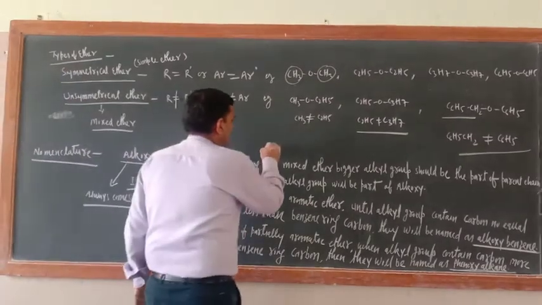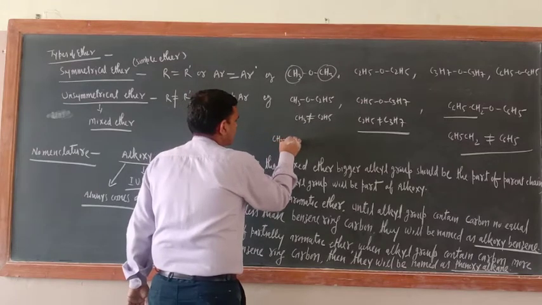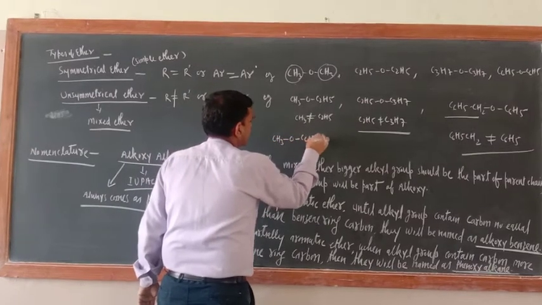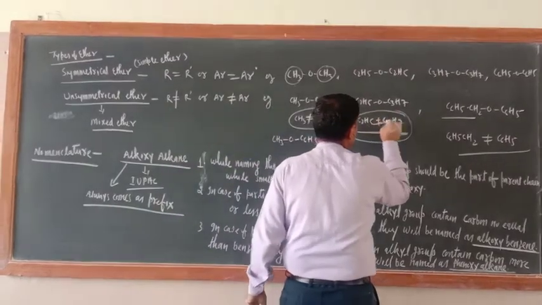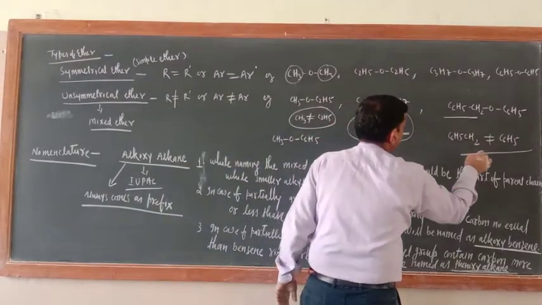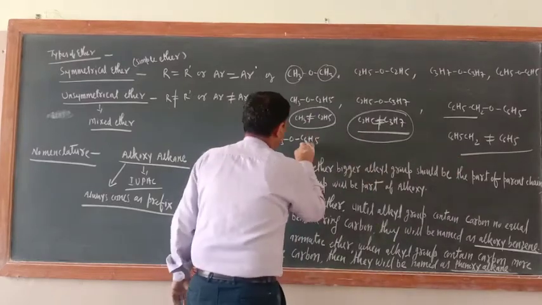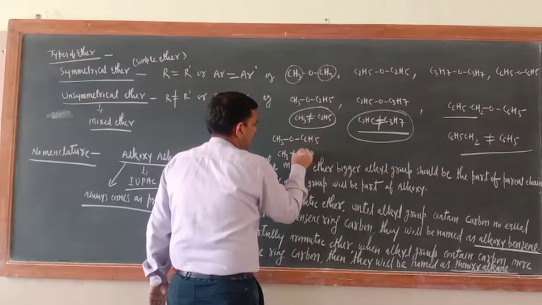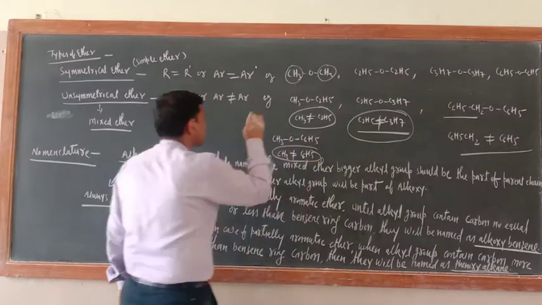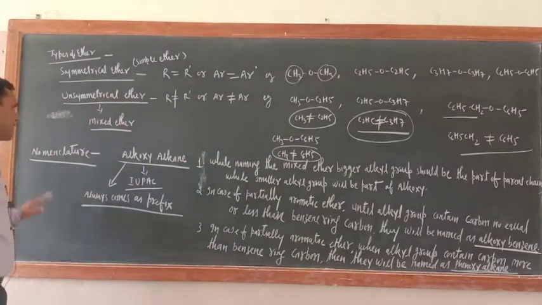Even this will also come under this category: CH3O C6H5. Correct or not? See, here also CH3 is not equal to C6H5. So these are the examples of symmetrical and unsymmetrical ether.